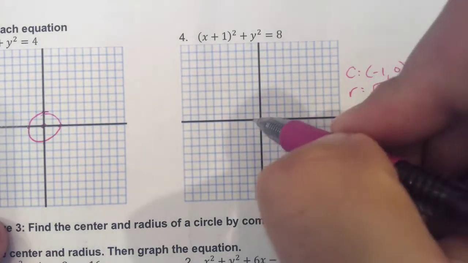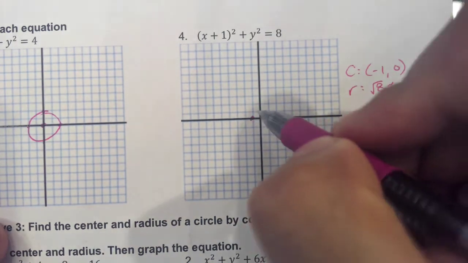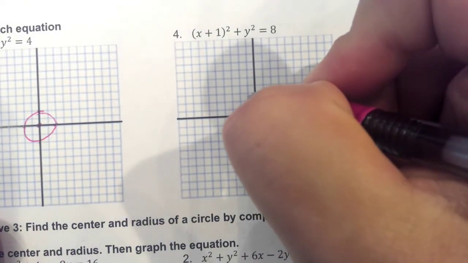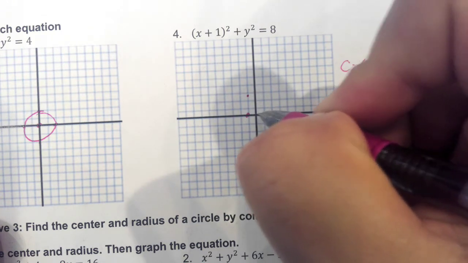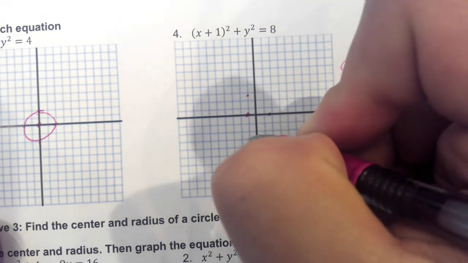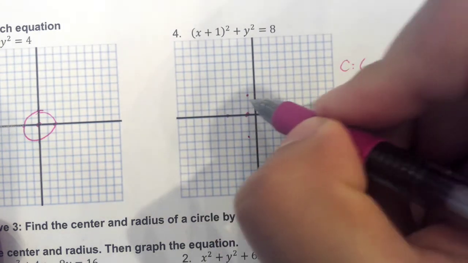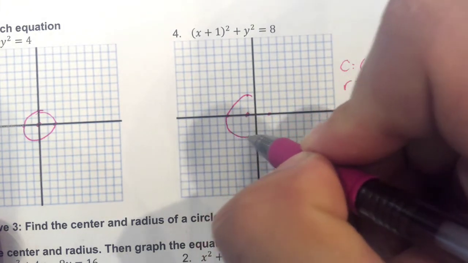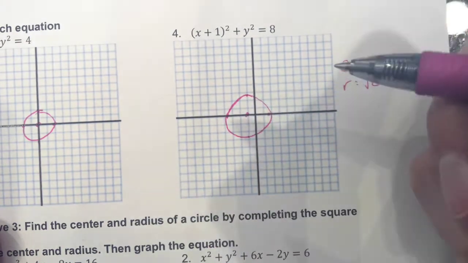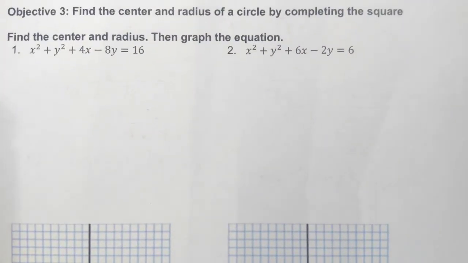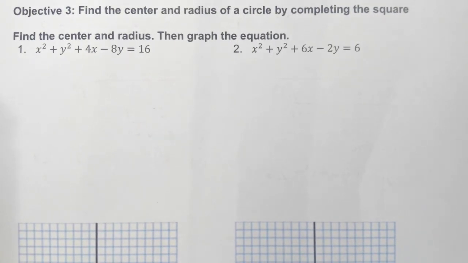Okay, so I can start at -1, 0, and I'm going to go up 2.8, so that's almost 3. I'm going to go right 2.8. I'm going to go down 2.8, and I'm going to go left 2.8. And then I'll do my best to draw the circle. Neat. Okay. Find the center and radius of a circle by completing the square.